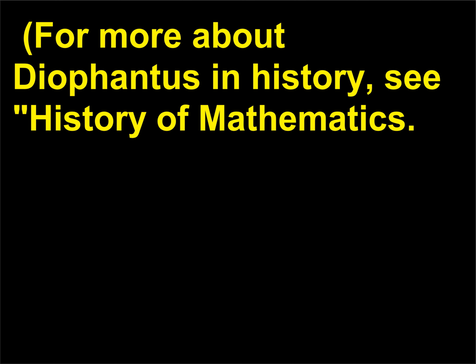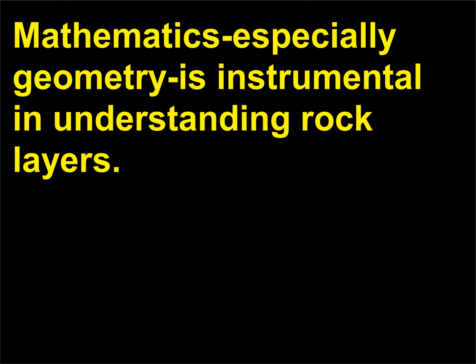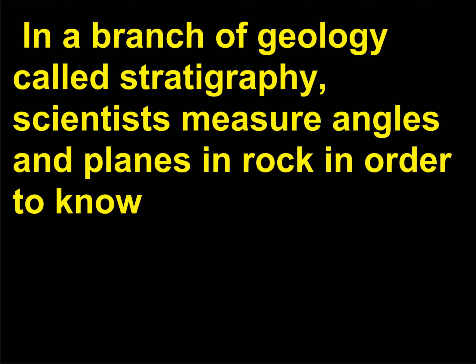How do geologists use angles to understand rock layers? Mathematics, especially geometry, is instrumental in understanding rock layers. In a branch of geology called stratigraphy, scientists measure angles and planes in rock in order to know the location of certain rock layers and the possible geologic events that affected the layers over time. In particular, geologists measure strike and dip.